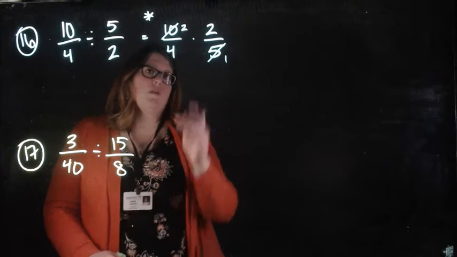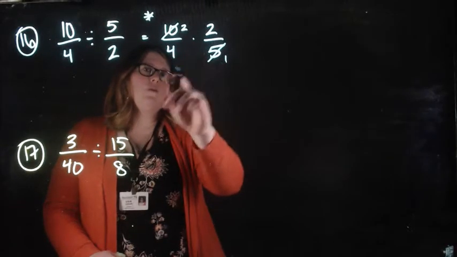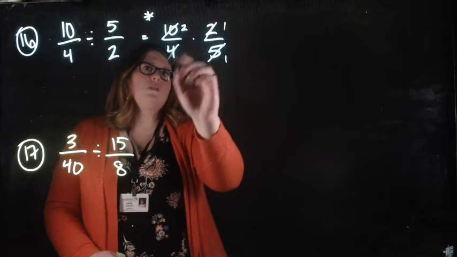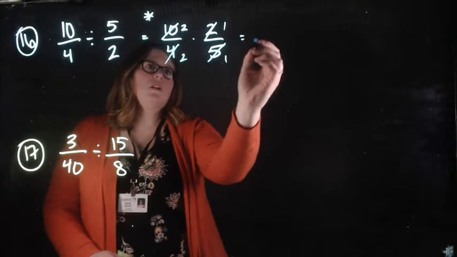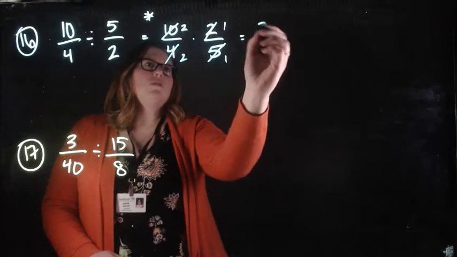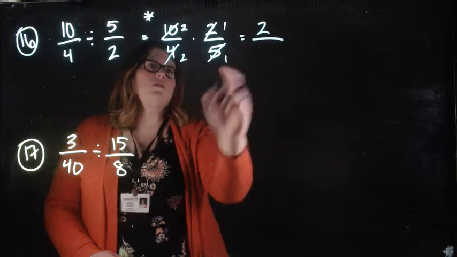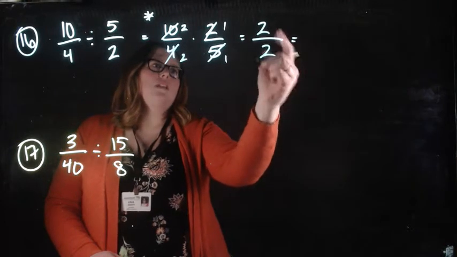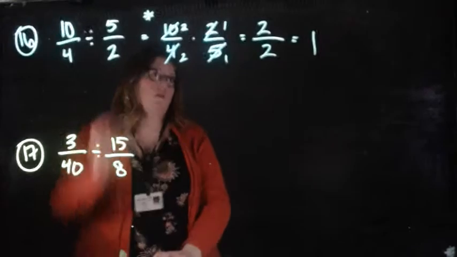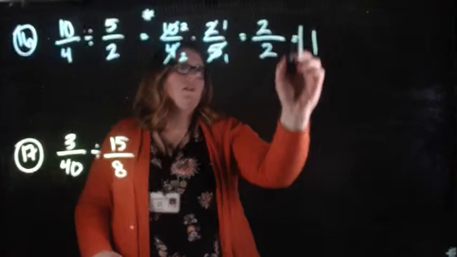And now we can look the other way, numerator and denominator of 2 and 4. 2 goes into 2 once, and 2 goes into 4 twice. So we are left with 2 times 1 is 2, and here 2 times 1 is 2, and anything divided by itself is a whole number. So this is a whole 1.